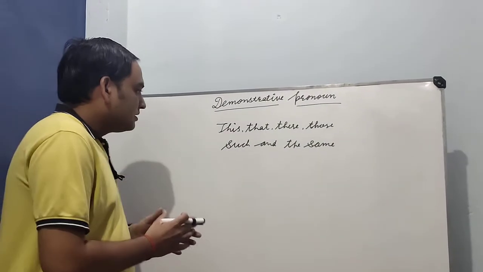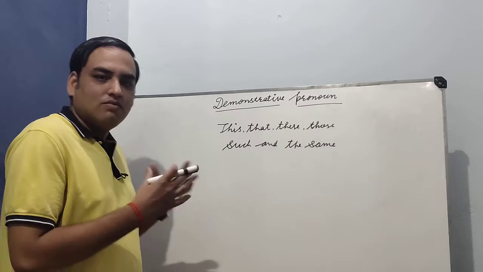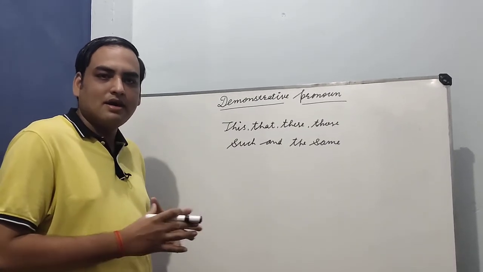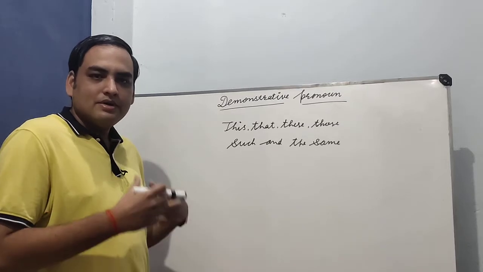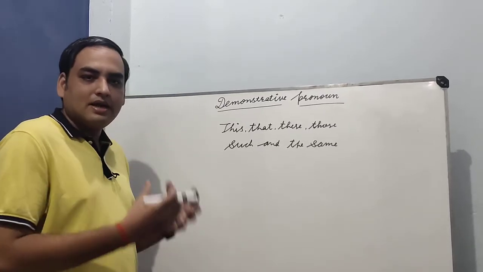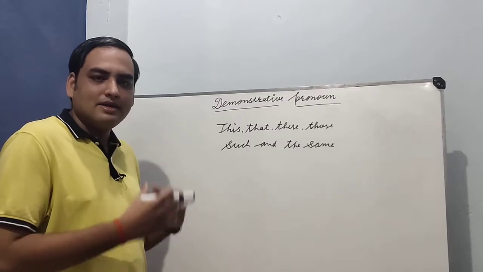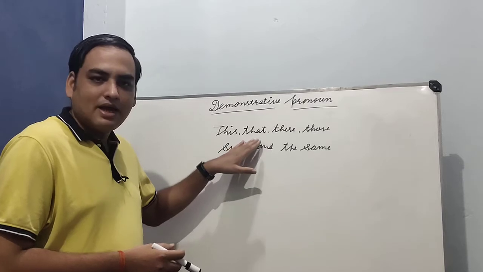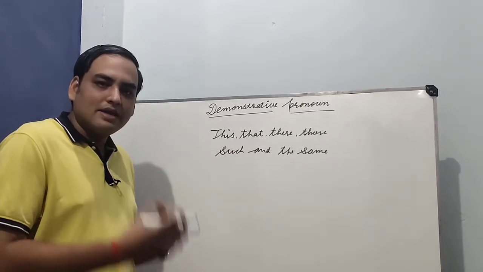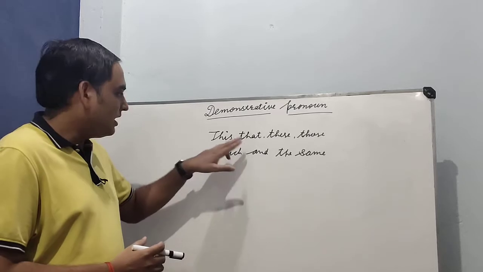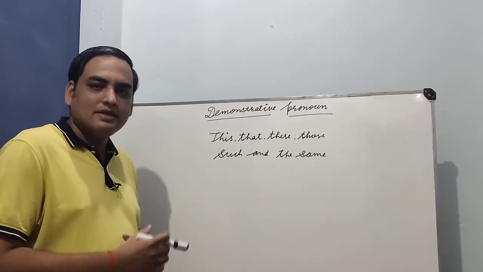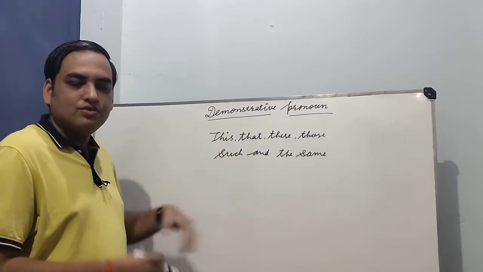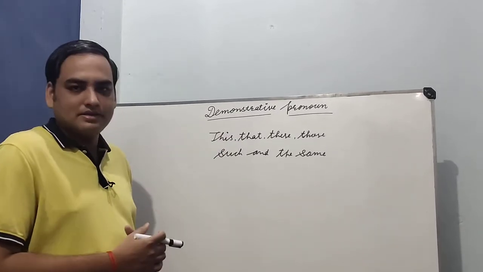This is a word that indicates singular things that are nearer. If anything in a sentence is nearer, any noun that is nearest, then we will use this. We will use that when the thing is singular and it is farther, available at a distant position. It means we will use that to indicate that particular thing in a sentence.